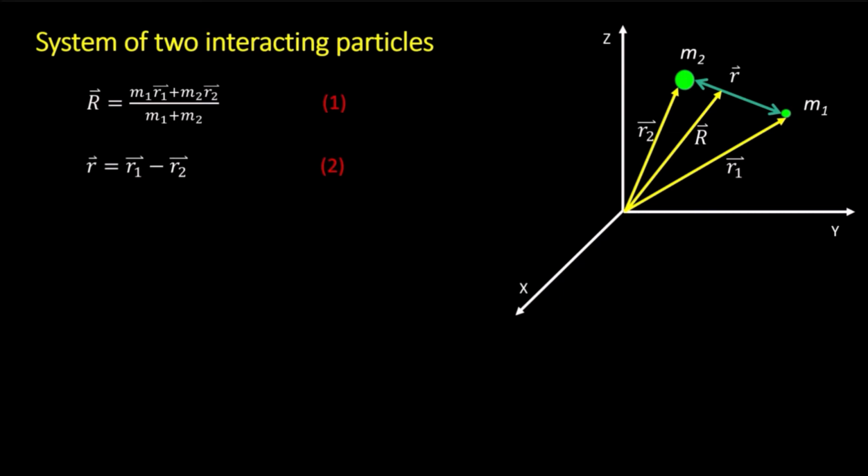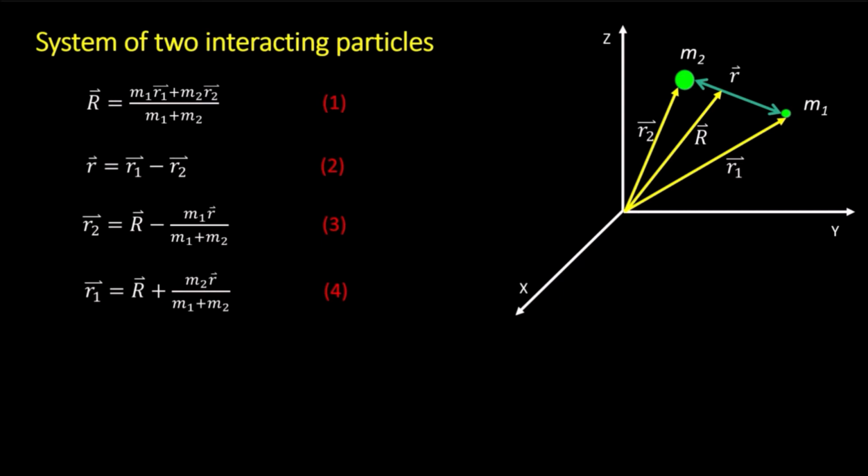If we substitute r1 equal to r plus r2 in equation 1, you will get an expression for r2 equal to capital R minus m1 r divided by m1 plus m2. Similarly, if we substitute r2 equal to r1 minus r in equation 1, you get an expression for r1 as capital R plus m2 r by m1 plus m2.